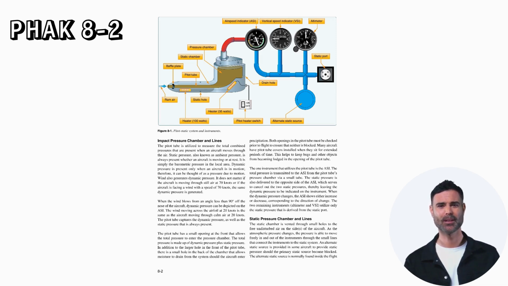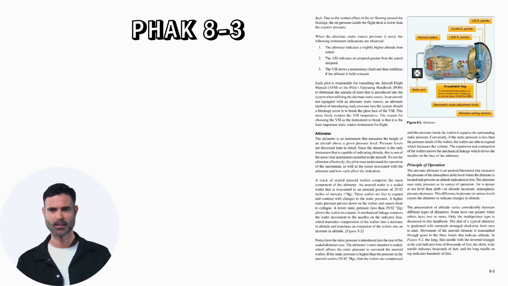An alternate static source is provided in some aircraft to provide static pressure should the primary static source become blocked. The alternate static source is normally found inside the flight deck. Due to the Venturi effect of the air flowing around the fuselage, the air pressure inside the flight deck is lower than the exterior pressure.